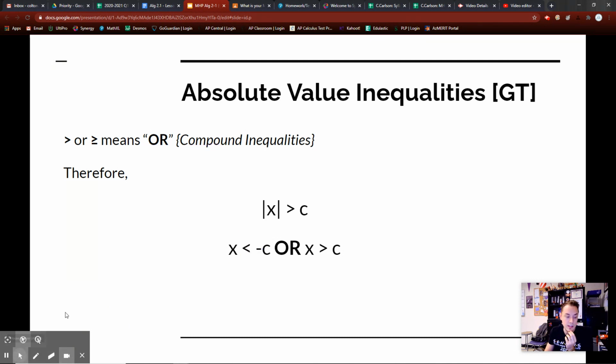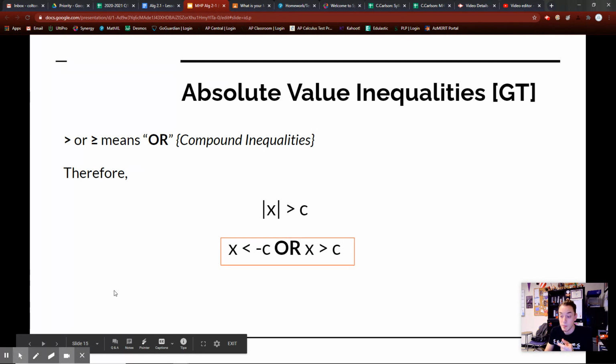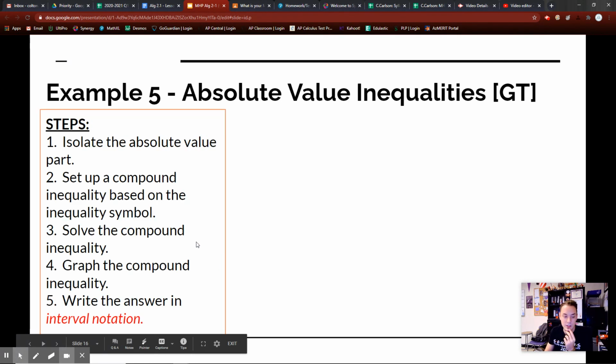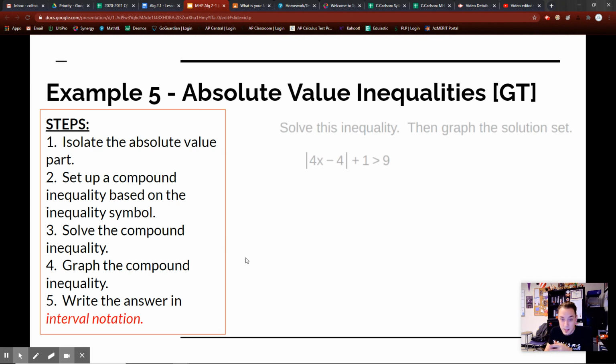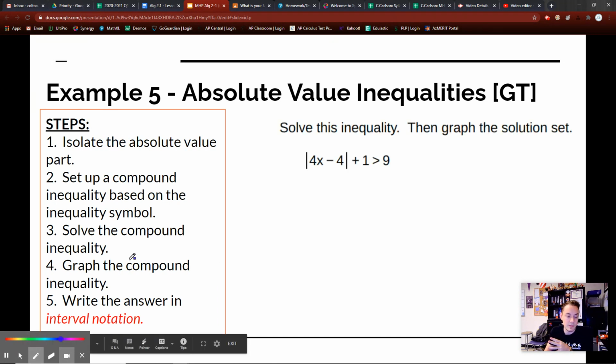So I'm going to erase this. Make sure you know it. Well, don't memorize it, just make sure you know it. Same steps as before. Nothing changes. Let's go to town.